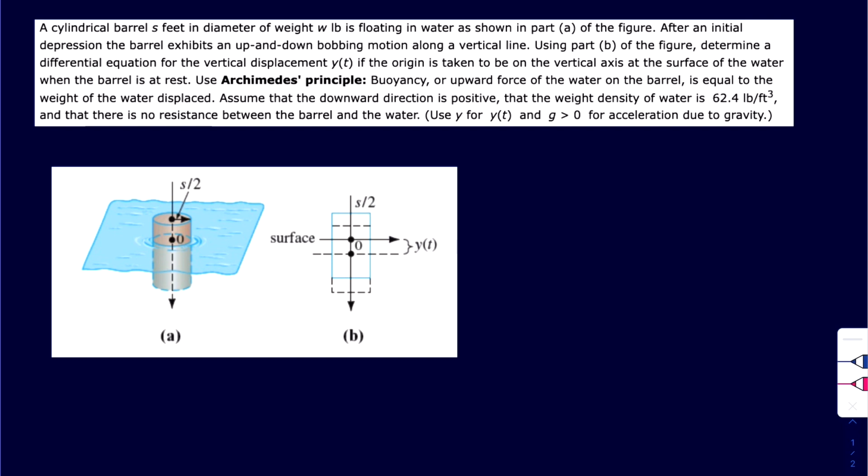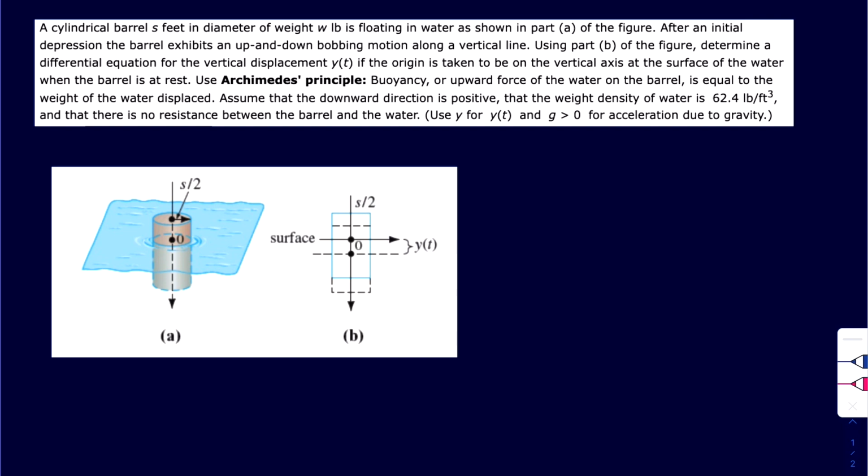We want to determine a differential equation for the vertical displacement, which is y(t), if the origin is taken to be on the vertical axis at the surface of the water when the barrel is at rest. We're going to use Archimedes' Principle about buoyancy: the upward force of the water on the barrel is equal to the weight of the water displaced. We assume the downward direction is positive, that the weight density of water is 62.4 pounds per foot cubed, and that there is no resistance between the barrel and the water.